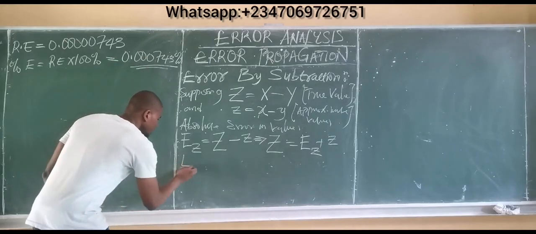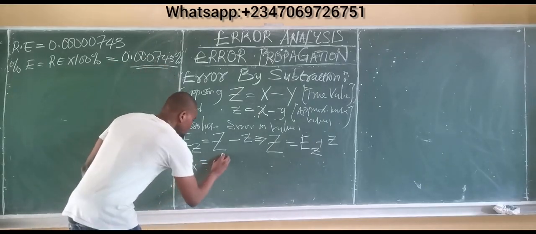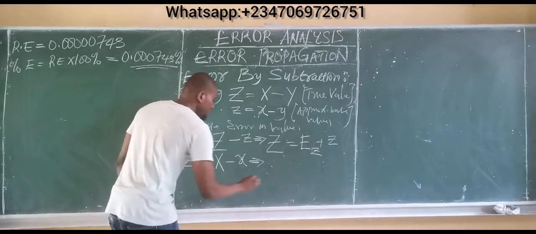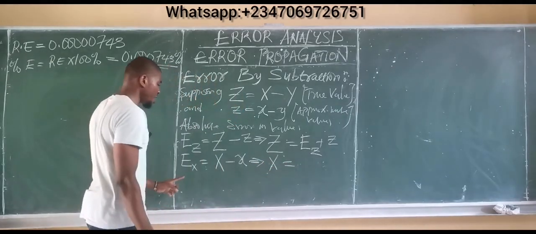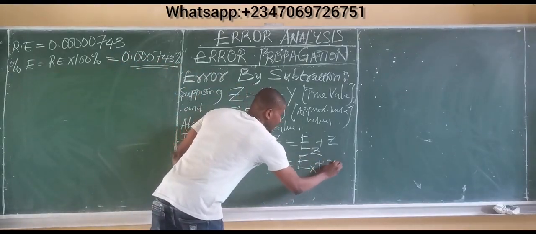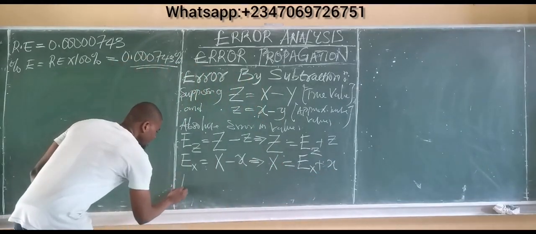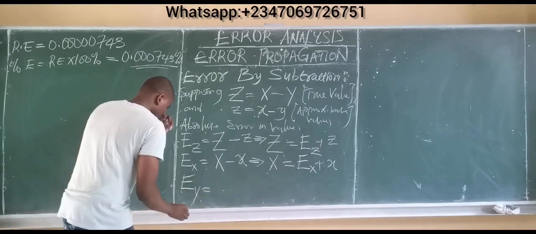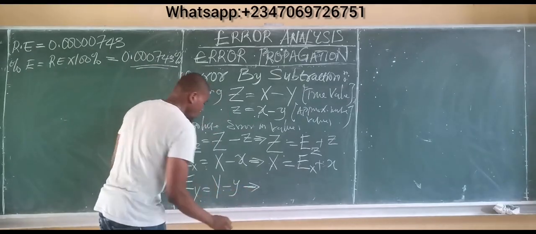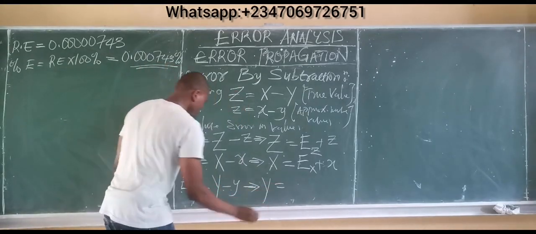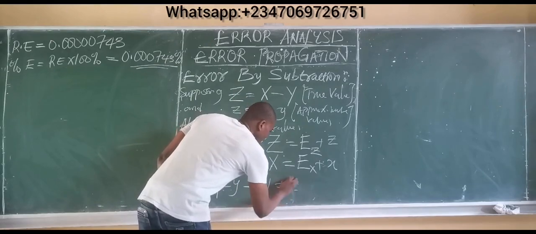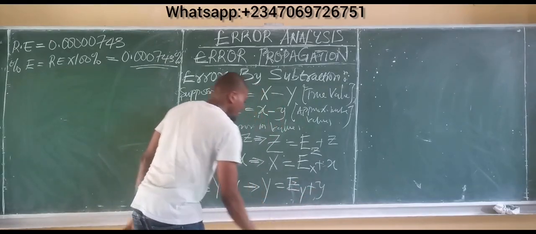Similarly, if I want to find the error in X, it's still going to be the true value of X minus the approximate value of X. So this simply implies that my true value of X, which is capital X, becomes error in X plus the approximate value of X. And finally, if I want to find error in Y, this becomes the true value of Y minus the approximate value of Y. So this simply implies, in order to obtain the true value of Y, which is capital Y, this is going to be error in Y plus the approximate value of Y.